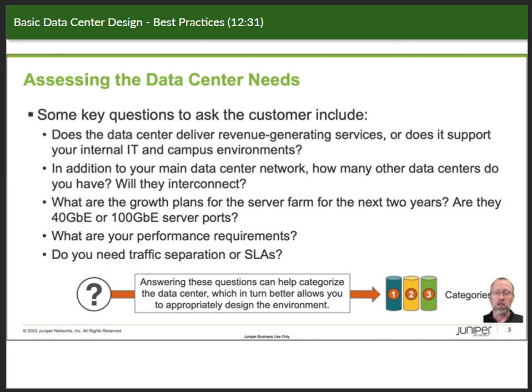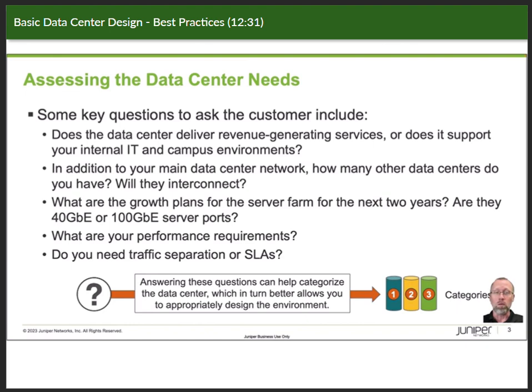Second, besides your primary data center, how many additional ones do you have? Do they need to be connected? This offers insight into extra data center opportunities. Third, what's the growth plan for server farms over the next 2 years? Is there a plan for 40 gigabit Ethernet, 100 gigabit Ethernet, or even 400 gigabit Ethernet? This shows the expansion and growth in the data center, hinting at which types of switches you need.